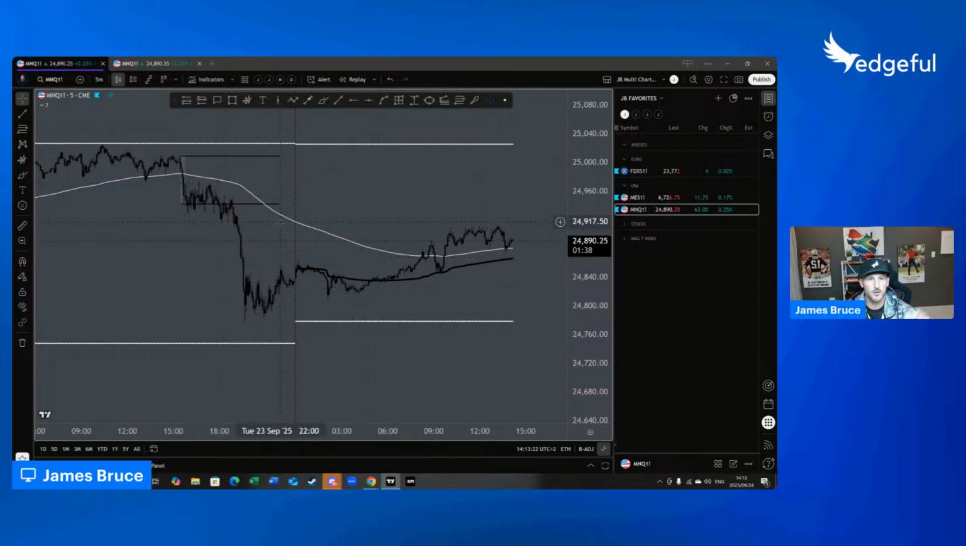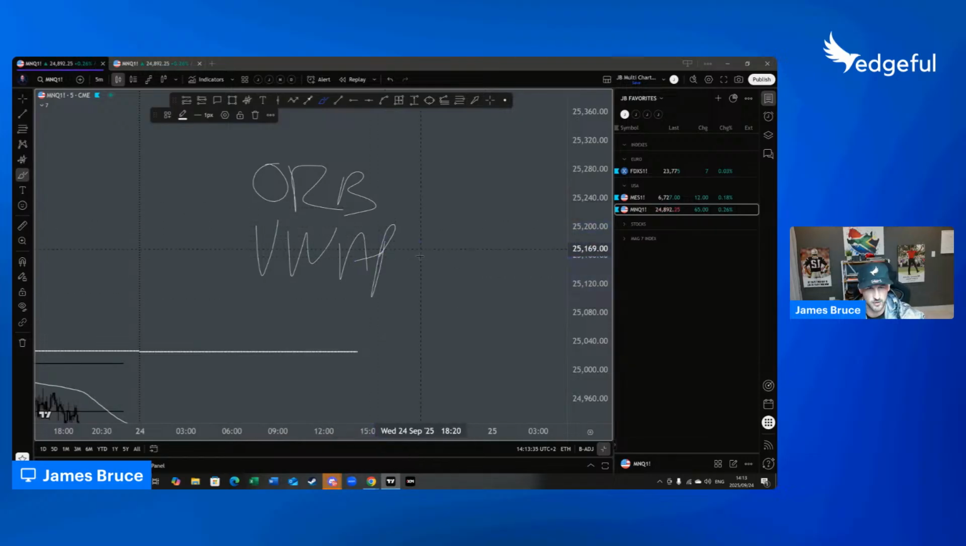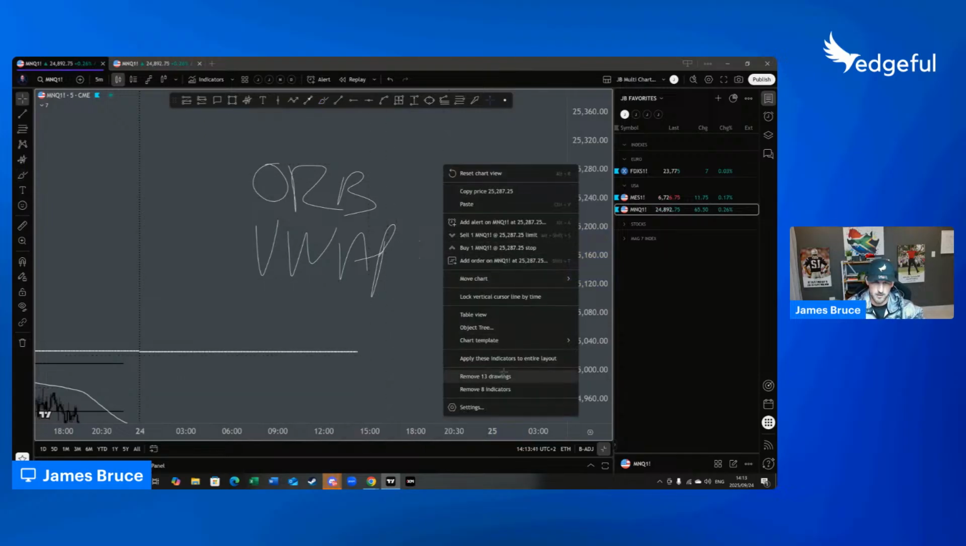But yes, start of day VWAP with the ORB and start of session VWAP as well. So it's basically three things. It is the opening range, ORB, with VWAP. And then with VWAP, it's daily VWAP, daily and session. So daily start of day, and then that session VWAP.